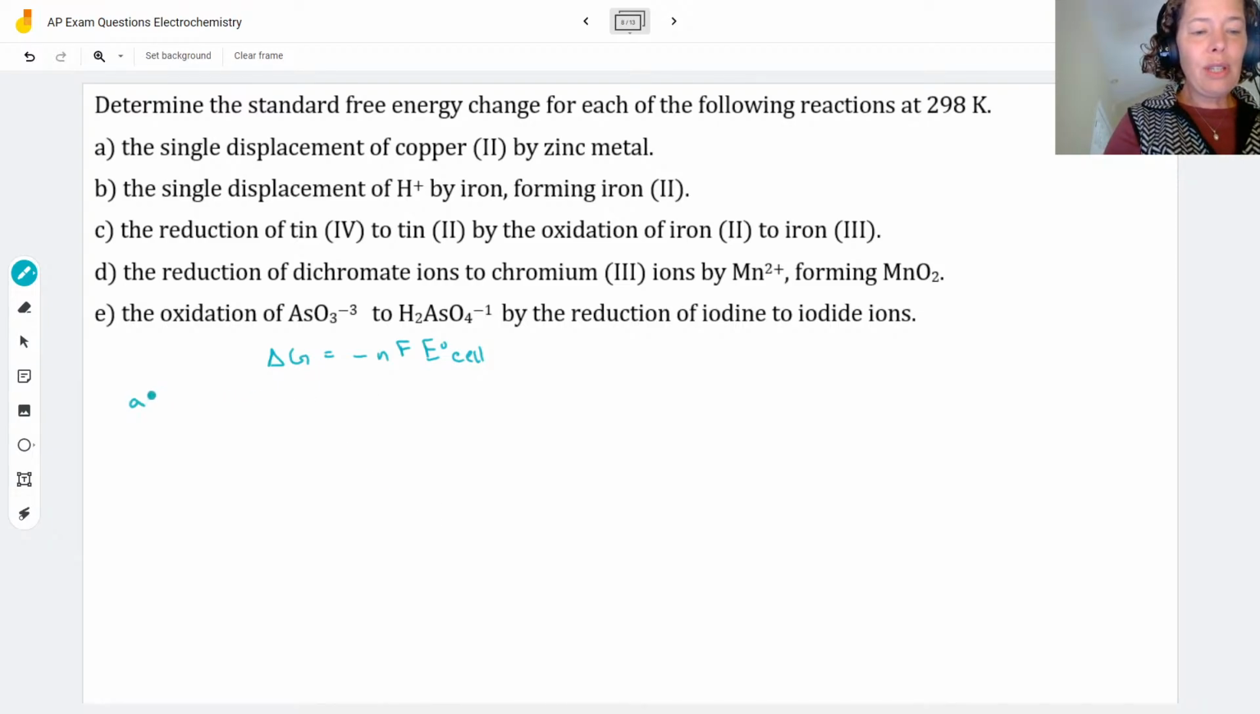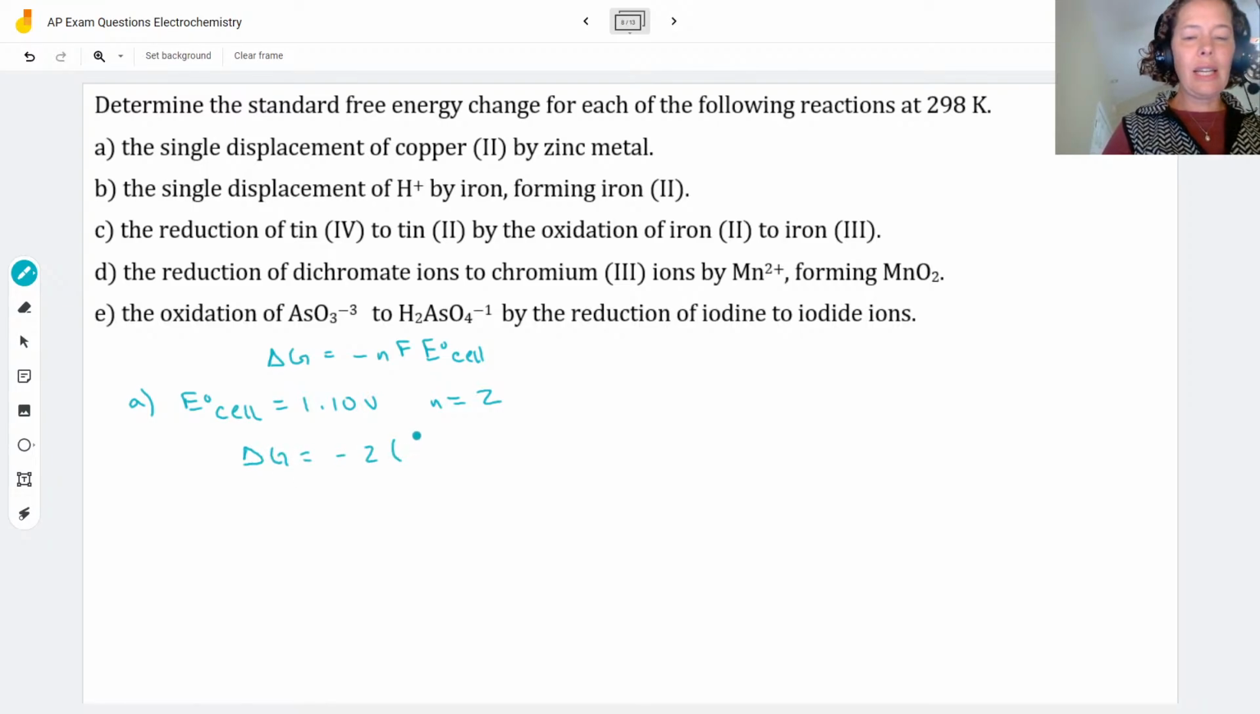So let's go ahead and do this for part A. Let me just specify everything here so that we've got our values. Our E cell for part A was 1.10 volts, our n equals 2. So now let's plug into our equation. Delta G equals negative 2, Faraday's constant. And you know what I should really do? I should put in my units.